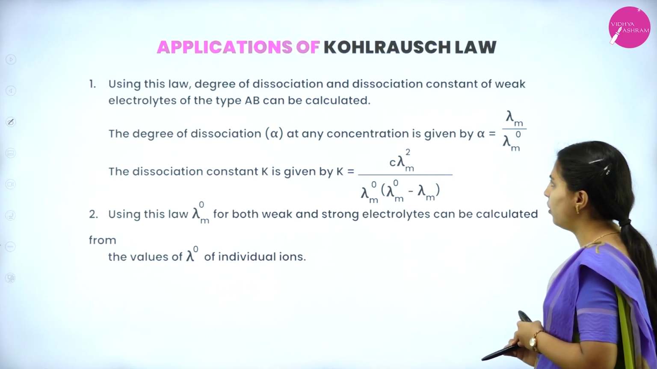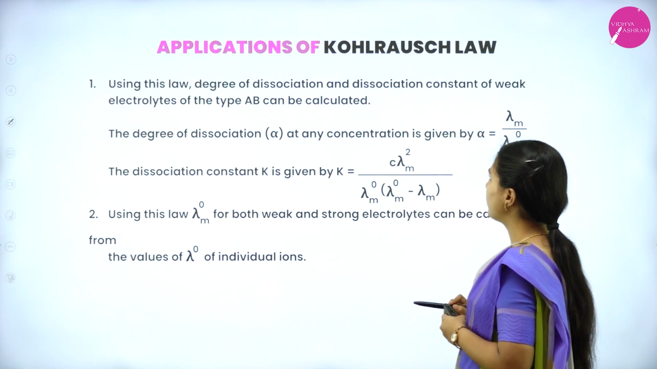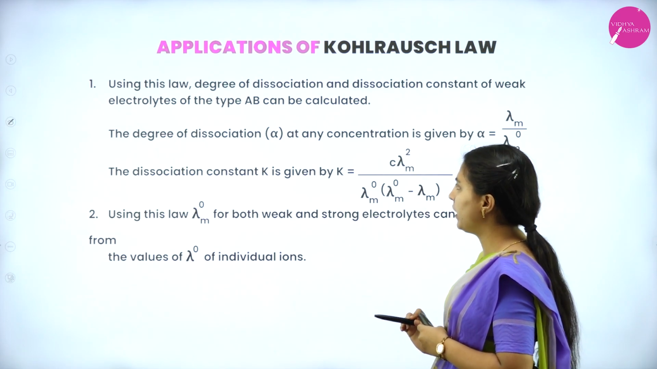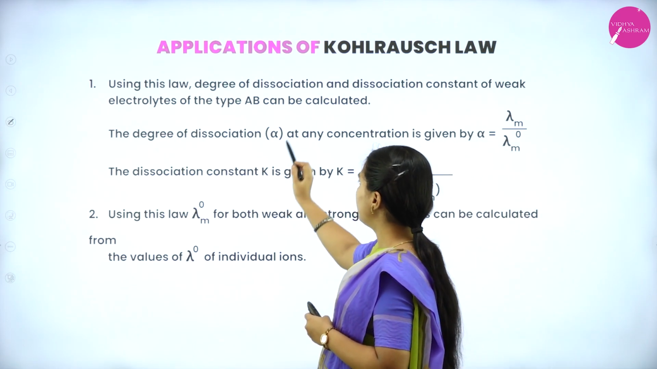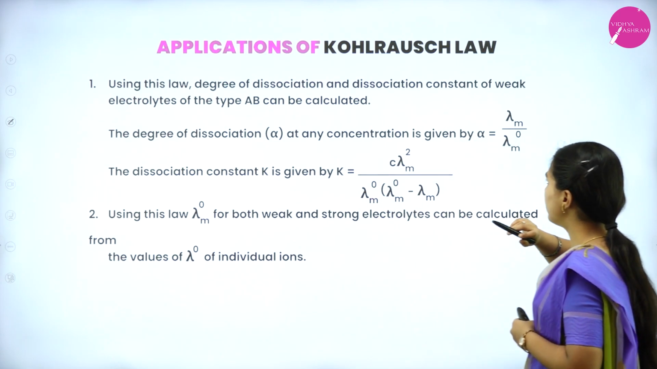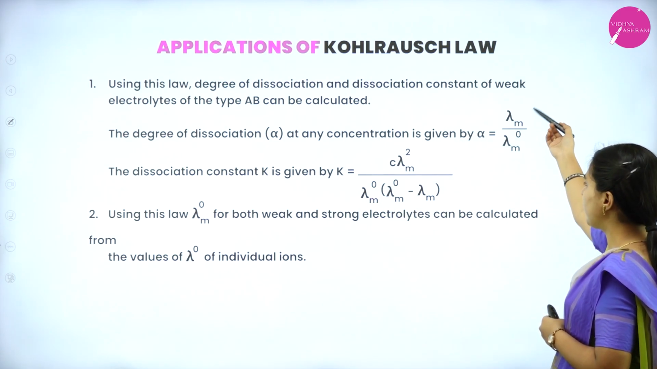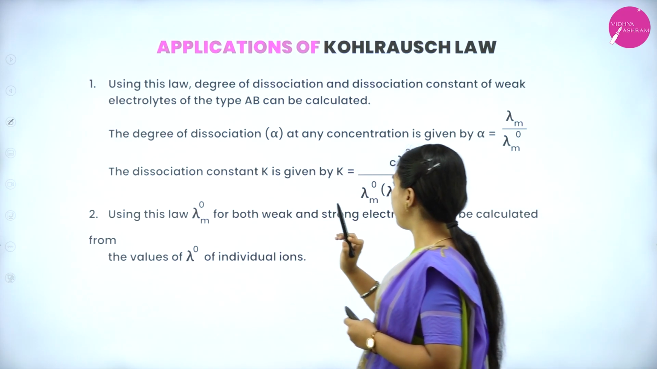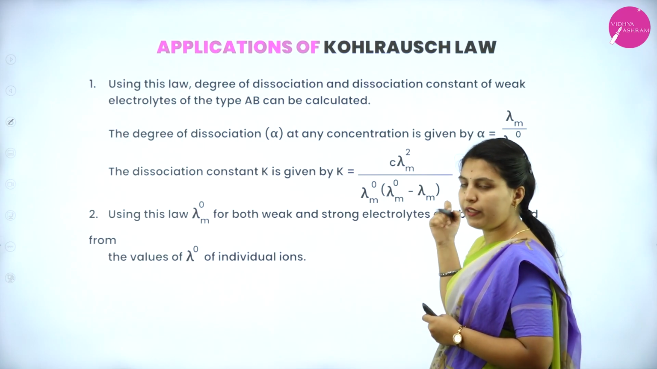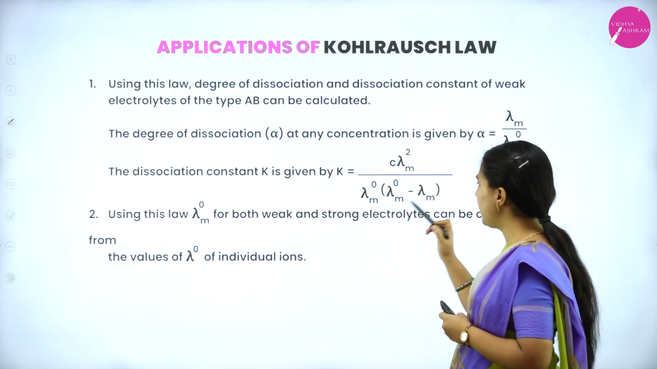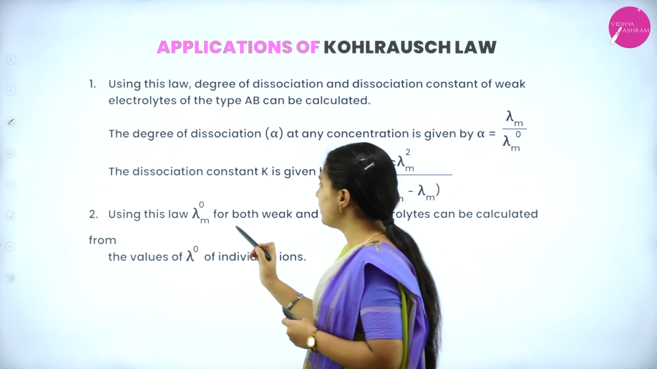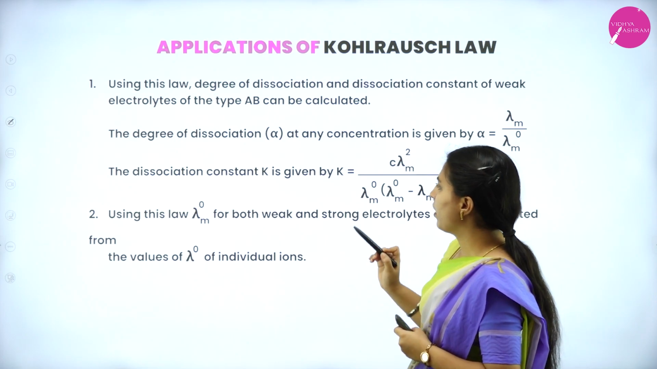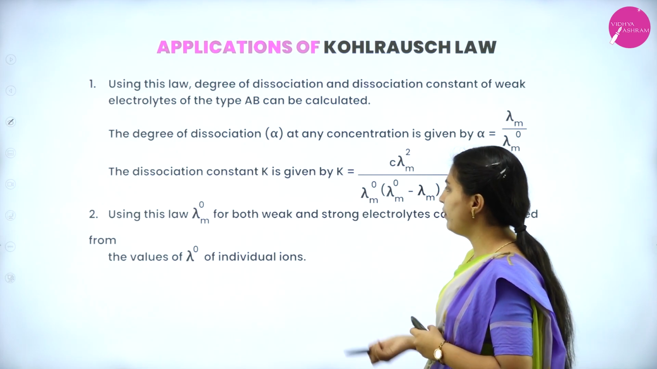Applications of Kohlrausch law. Using this law, the degree of dissociation and dissociation constant of weak electrolytes of the type AB can be calculated. The degree of dissociation, alpha, at any concentration is given by alpha equals molar conductivity divided by limiting molar conductivity. The dissociation constant K is given by concentration times molar conductivity squared, divided by limiting molar conductivity times the quantity limiting molar conductivity minus molar conductivity. Using this law, limiting molar conductivity for both weak and strong electrolytes can be calculated from the values of molar conductivity of individual ions.